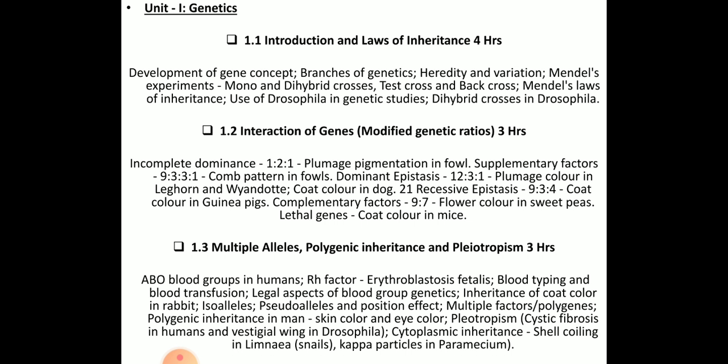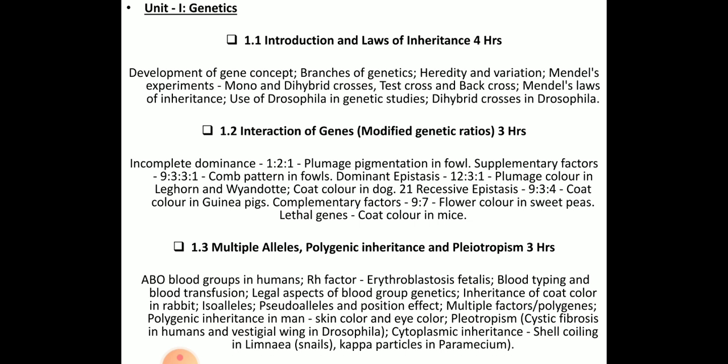These are the examples. And recessive epistasis, where we'll be studying the coat color of guinea pigs. Complementary factor, the example will be flower color of sweet peas. And lethal genes, coat color of mice. So if you know the introduction to monohybrid and dihybrid cross perfectly, then only can we solve these problems or the interaction of genes questions.